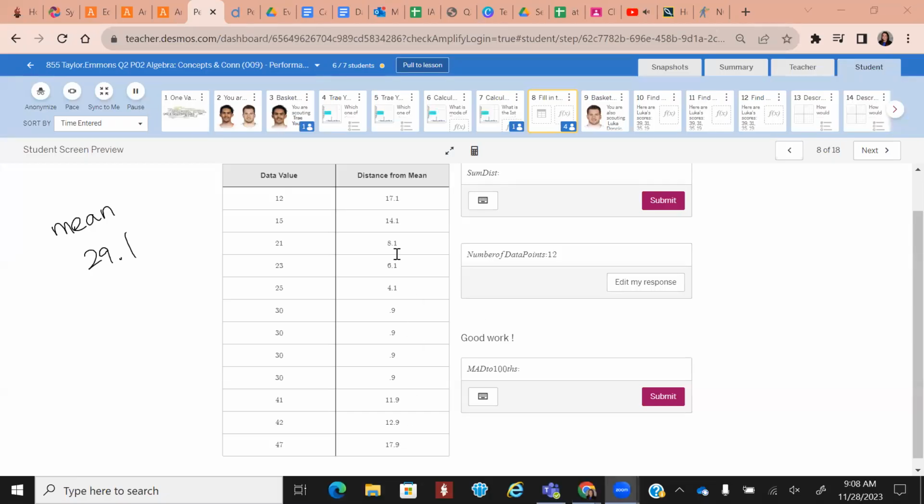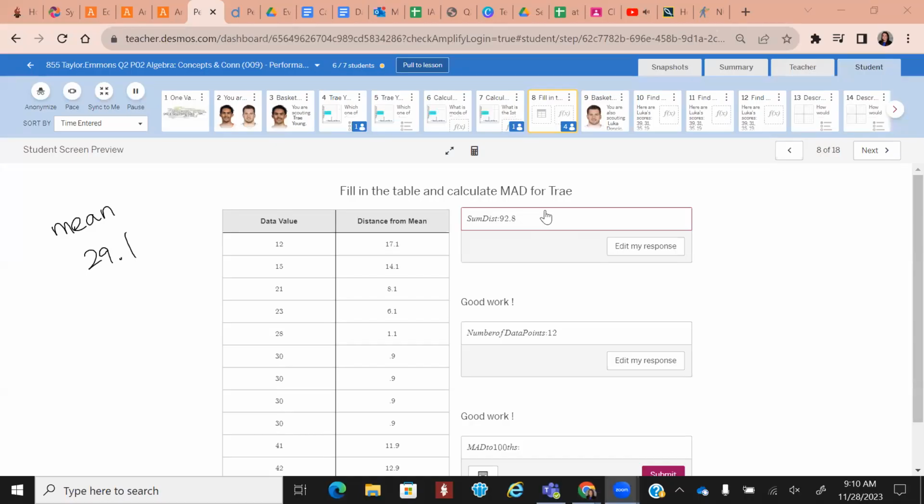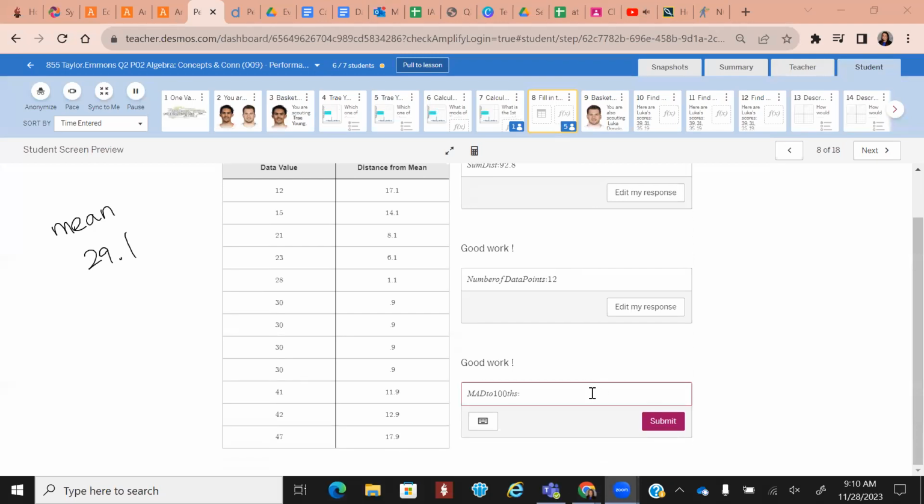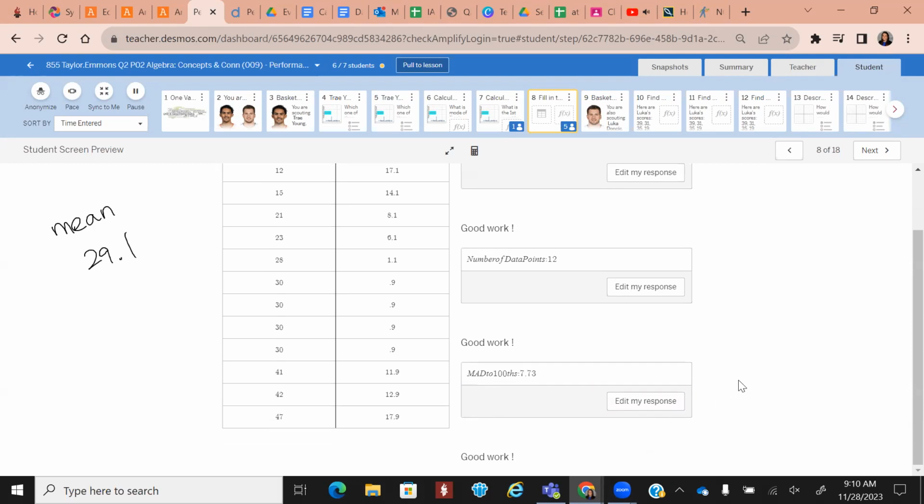Okay, so once you're here, you're adding up all these numbers. Tell me what you get for the sum. Dear, what did you get for the sum? Okay. You have gotten 92.8. And then now you're going to take 92.8 and divide it by 12. So that's going to give us 7.73. Okay.